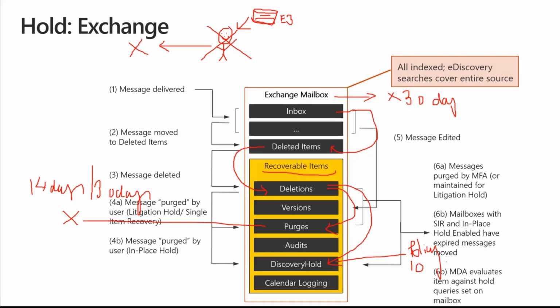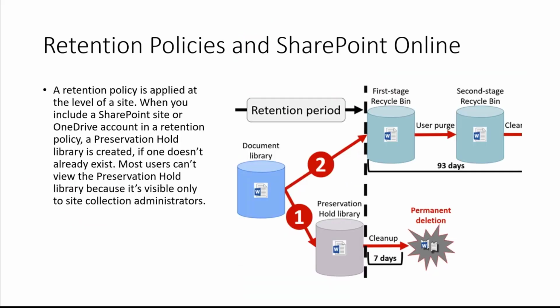And just to finish this off, I have another slide here that talks through the retention policies in SharePoint. So basically what I just talked about, right, is default behavior is this Word document goes up to the first stage recycle bin, it gets purged into the second, and then after that it's deleted forever after 93 days as it goes through that process.